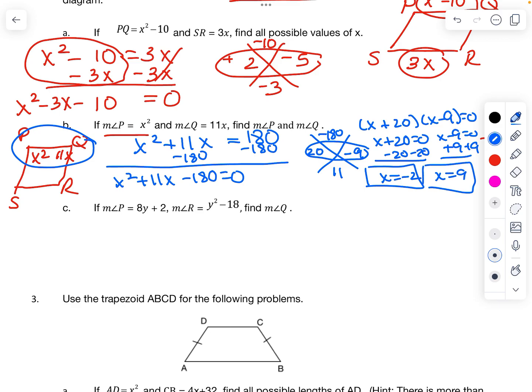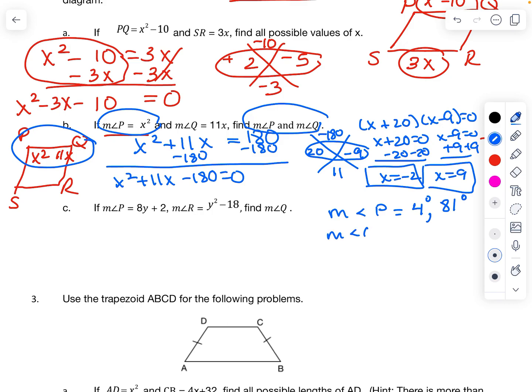So there's two x's, but look at the question. It's not asking you to find the x's, it wants you to find the measures of the angles. Okay, let's start with measure of angle. First one's P. Measure of angle P is going to be x squared. So if I take negative 2 and square it, that will give me 4. So that's one possibility. If I take 9 and square it, that will give me 81. So notice you have two possibilities.